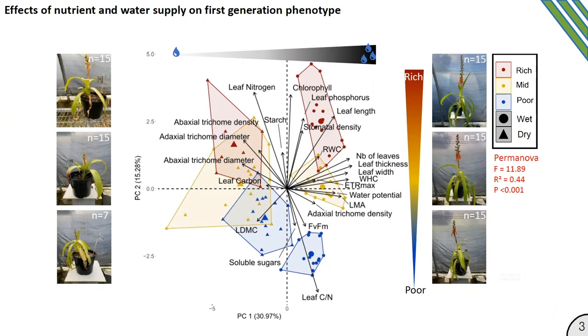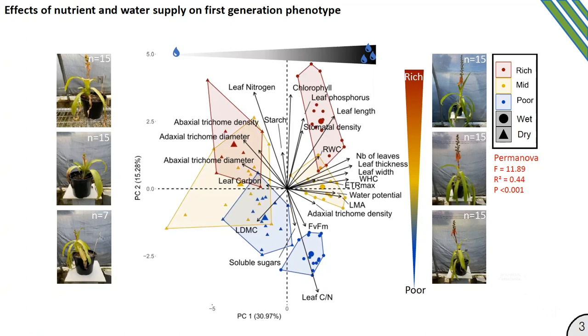Then on the vertical axis, you have a gradient which is more representative of our different soils. At the top, the rich one, which were heavily loaded in nitrogen, as well as phosphorus and chlorophyll. And at the bottom, you have plants from the poor soils, which were more heavily loaded in soluble sugars, for instance, even though it's not really well represented on this axis. So we have an effect of our treatments on the plants. It was quite obvious when we entered the greenhouse.